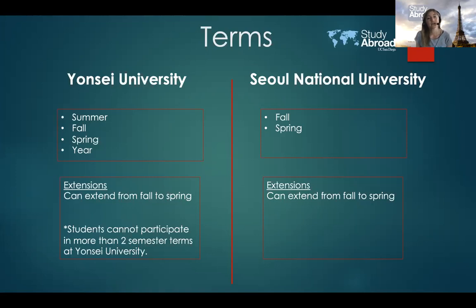So at Yonsei, you can extend from the fall to the spring. I've had a lot of students do this because they get there and they love it so much and they don't want to come home. So they think that they only want to go for the fall semester, and then they extend and stay the full year. You can't participate in more than 2 semester terms at Yonsei. So you couldn't stay there for a year and a half, but you could do 2 semesters to equal a full year. And then at Seoul National University, they don't offer a summer program.